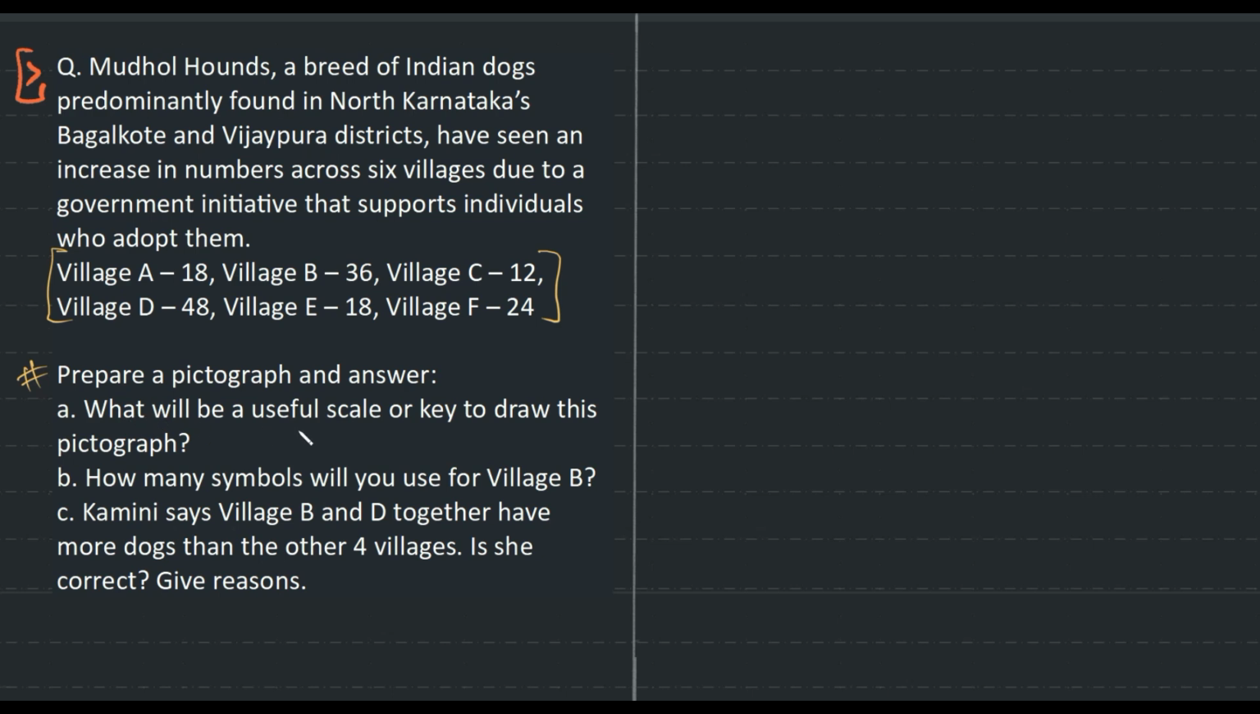Let's read the question. What will be a useful scale or key to draw this pictograph? How many symbols will we use for village B? So I think I'll start with the pictograph itself, answering all of that. Okay, all of that we can answer. Only post we have a pictograph. I'll give some space for it.